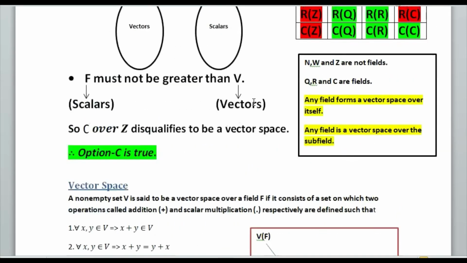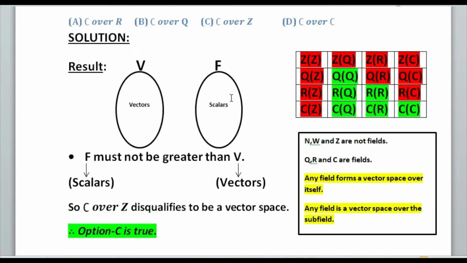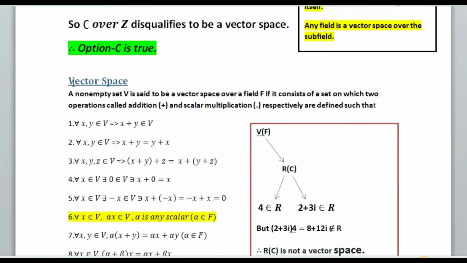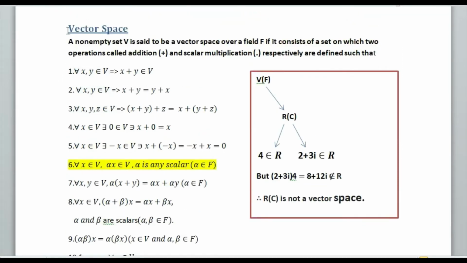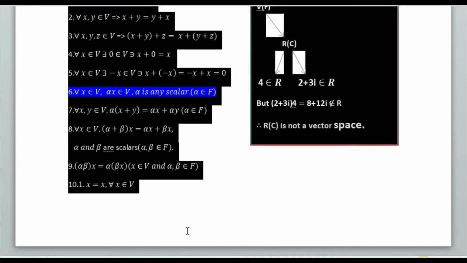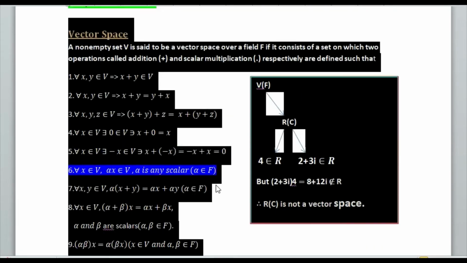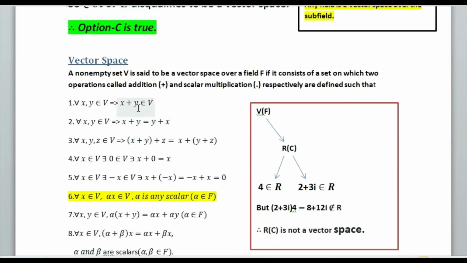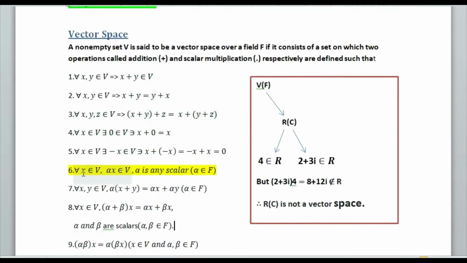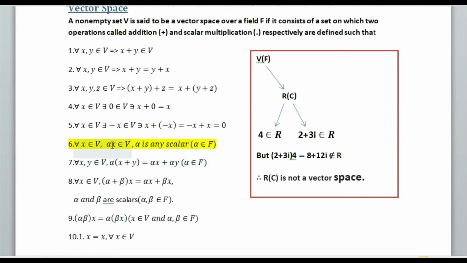How can you know the answers of this kind of questions? By going through the definition of vector space. Let us see the definition. It is your duty to go through the whole definition. Please see the sixth property: alpha x belongs to V, where alpha belongs to F, alpha is any scalar, and x belongs to V. Let us take any one from our table. Let it be R over C.